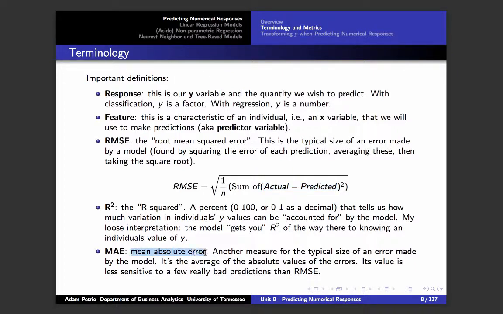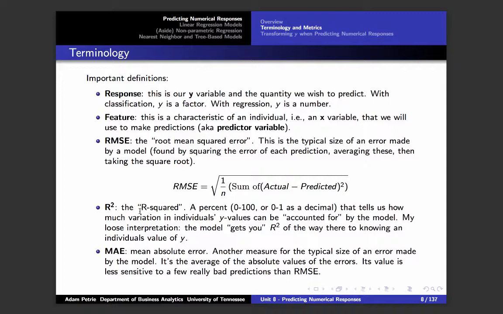The other way of thinking about it is looking at the average of the absolute values of the errors. That's the MAE, or mean absolute error. And the difference between these two is that the root mean squared error is highly affected by a few really bad predictions. A few really big errors tends to skew the RMSE up towards big values. The mean absolute error is a bit more robust to a few bad predictions. It gives a better measure of the typical size of the error when a few of them are pretty large.